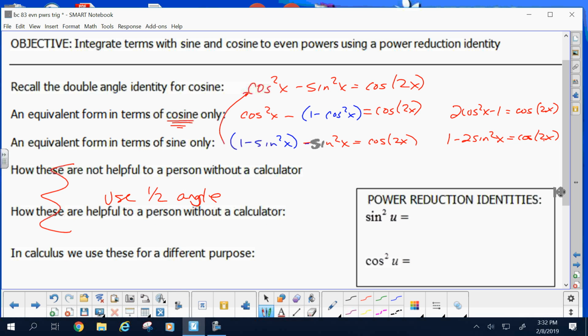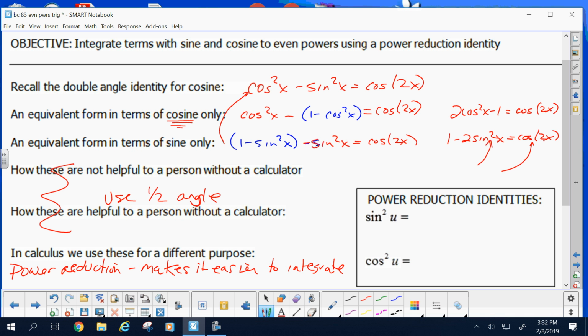The idea is look at the powers here. Sine squared and cosine to the first. We use these in calculus for power reduction identity purposes. It makes it easier to integrate in some cases. I'll explain in 1 minute.